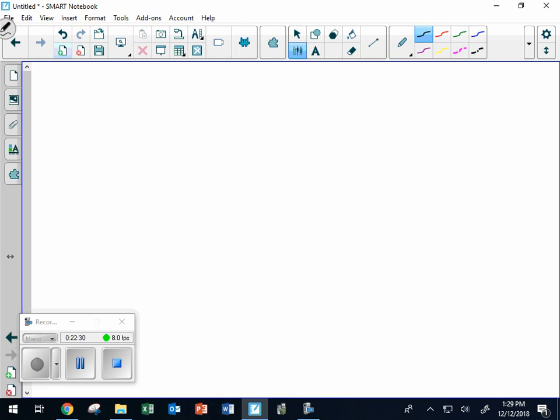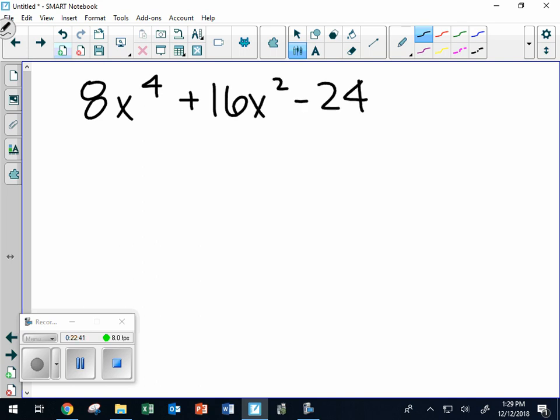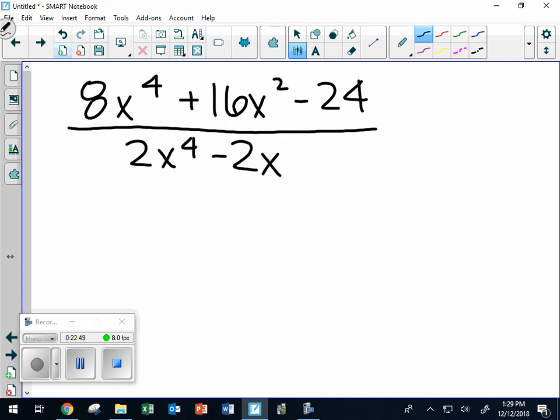This problem, there's your numerator. And there's your denominator.